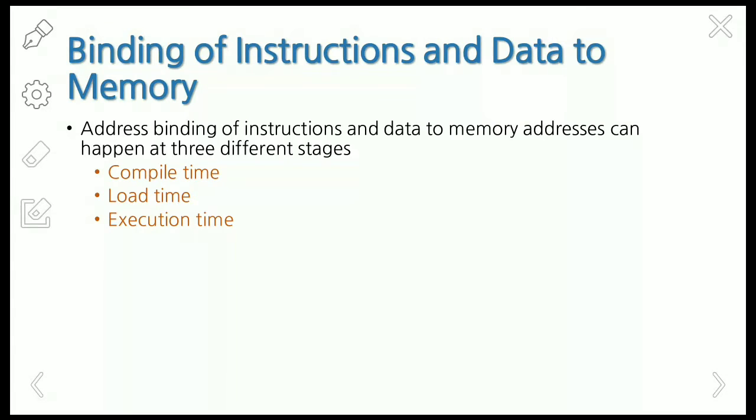The association of program instructions and data to the actual physical memory is called address binding. There are three schemes for address binding: compile time binding, load time binding, and execution time binding. Compile time binding is done before the loading of the program into the main memory.